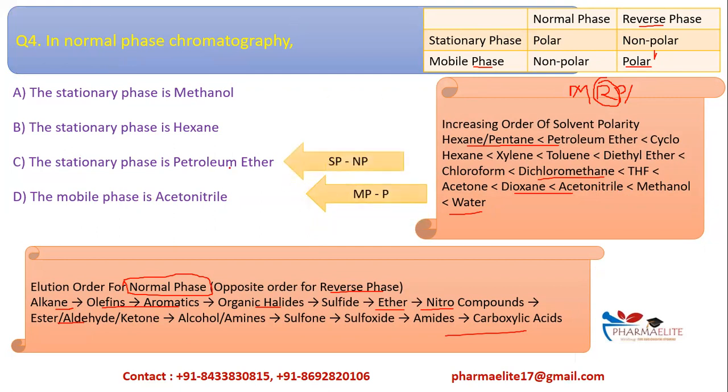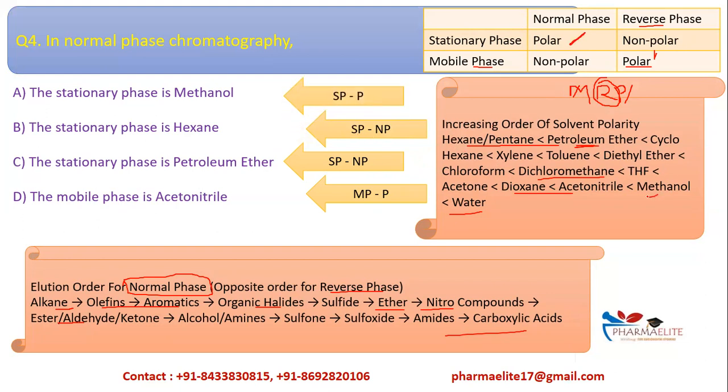The next one, the stationary phase is petroleum ether. In normal phase chromatography, we need a stationary phase which is polar, whereas petroleum ether is not so polar, that is, it is non-polar. Therefore, this option is wrong. The stationary phase is hexane. Hexane is least polar, whereas we need a stationary phase which is very much polar. Therefore, this is wrong.